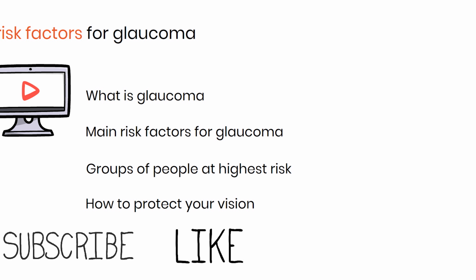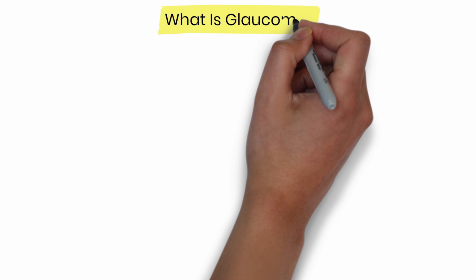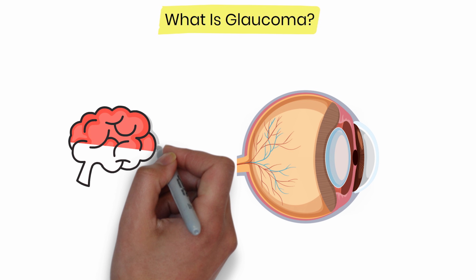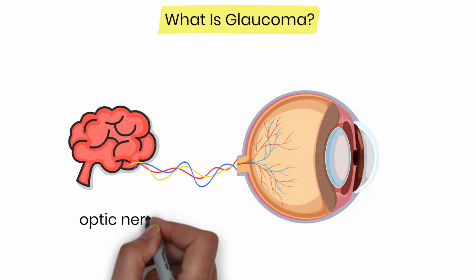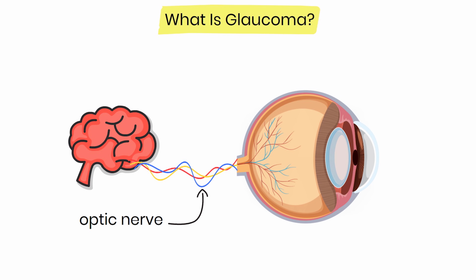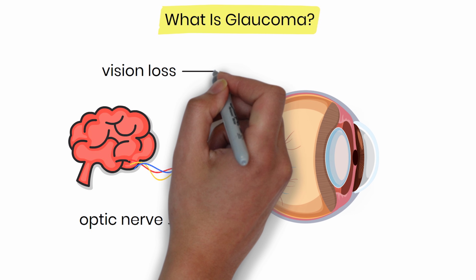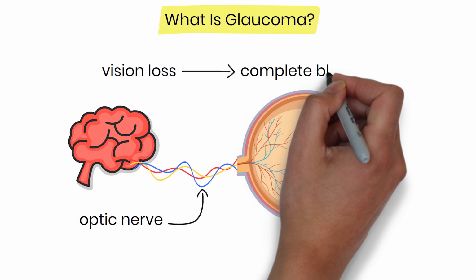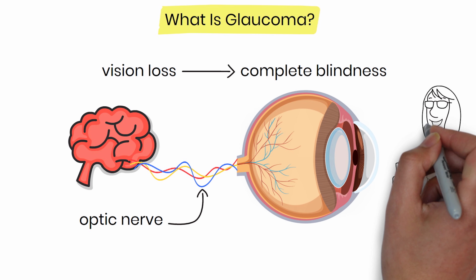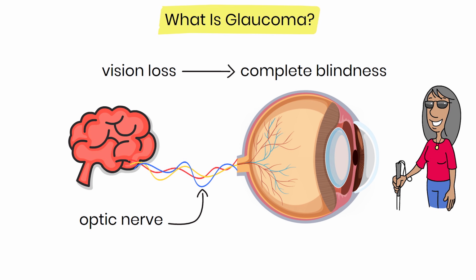Let's begin. Glaucoma is a serious eye disease that damages the optic nerve, which is the cable that connects your eye to your brain and carries all the visual information you see. When the optic nerve becomes damaged, it leads to vision loss and can eventually cause complete blindness if left untreated. The scary part is that most people do not realize they have glaucoma until significant damage has already occurred, because the disease usually develops without any noticeable symptoms.